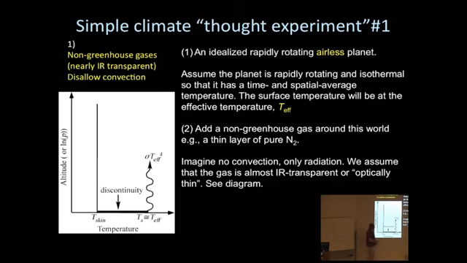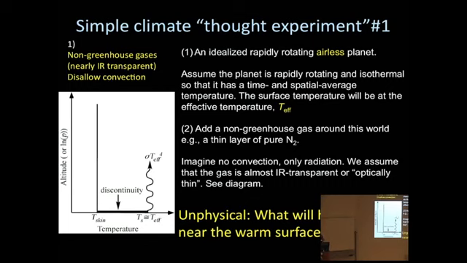So this surface would radiate at the effective temperature. In the upper atmosphere, or in the optically thin atmosphere, it would be absorbed, and you'd have basically a skin temperature in this very thin gas. But of course, this is completely unphysical. Why? Because near the warm surface, it's got to convect.